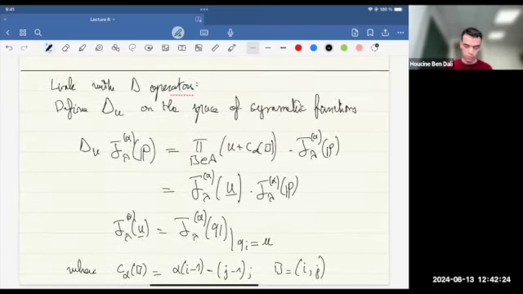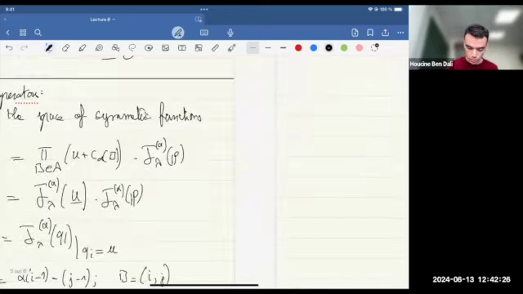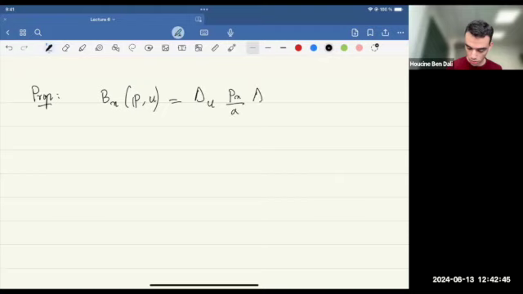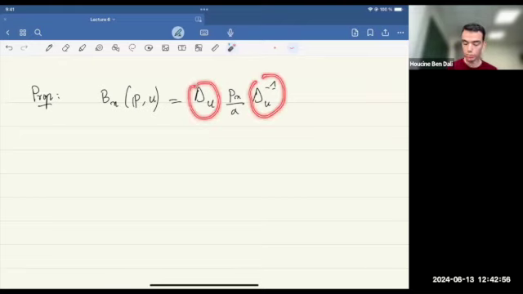So we have this definition of these delta operators, and the statement is that these B_n operators in the variable u coincide with the following: we take the multiplication operator by P_n, the power sum symmetric function, and we conjugate it by the operator delta u.